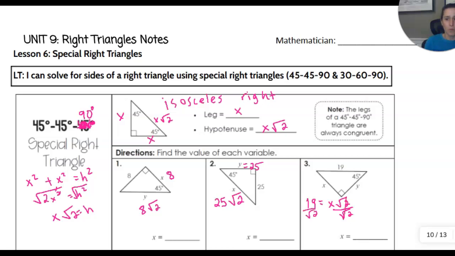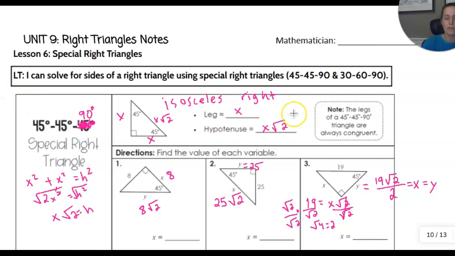However, one of the rules is we cannot leave a radical in the denominator, so I have to multiply by radical 2 over radical 2. So then if I simplify that, both x and y would be 19 radical 2 over, and then radical 2 times radical 2 is square root of 4, and square root of 4 is just a regular 2. So it'd be 19 radical 2 over 2. So this is equal to x and y.